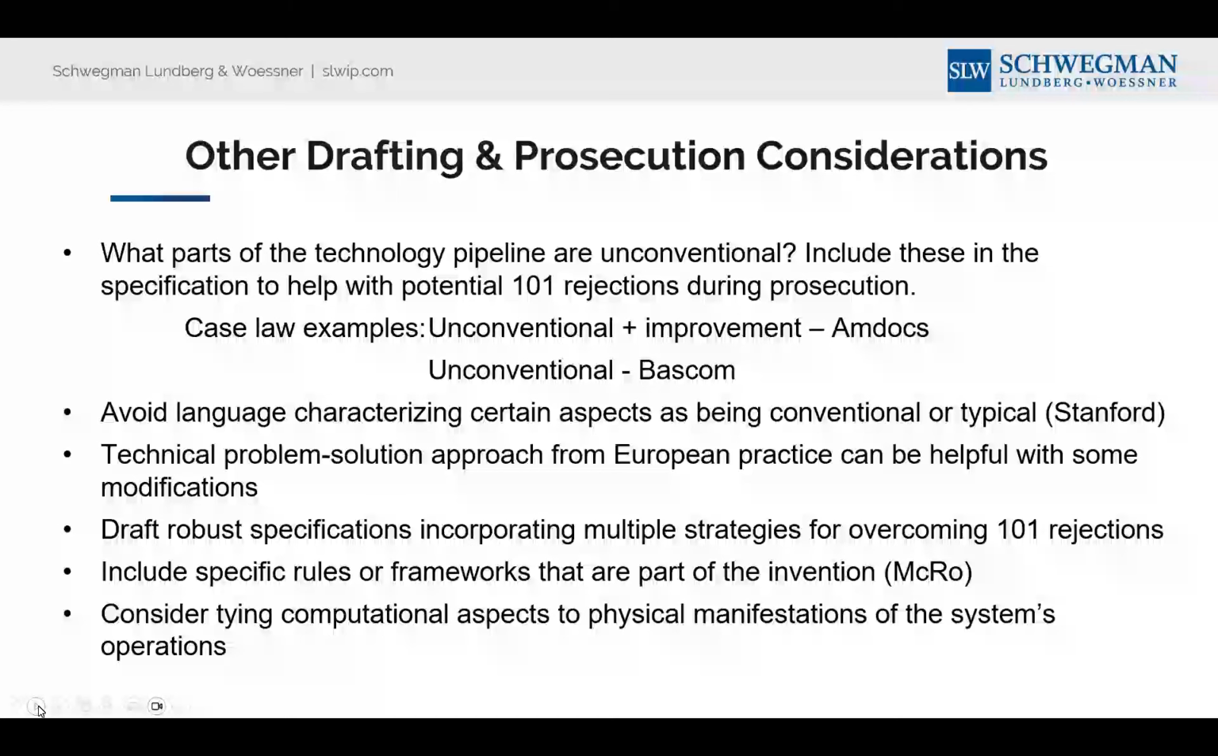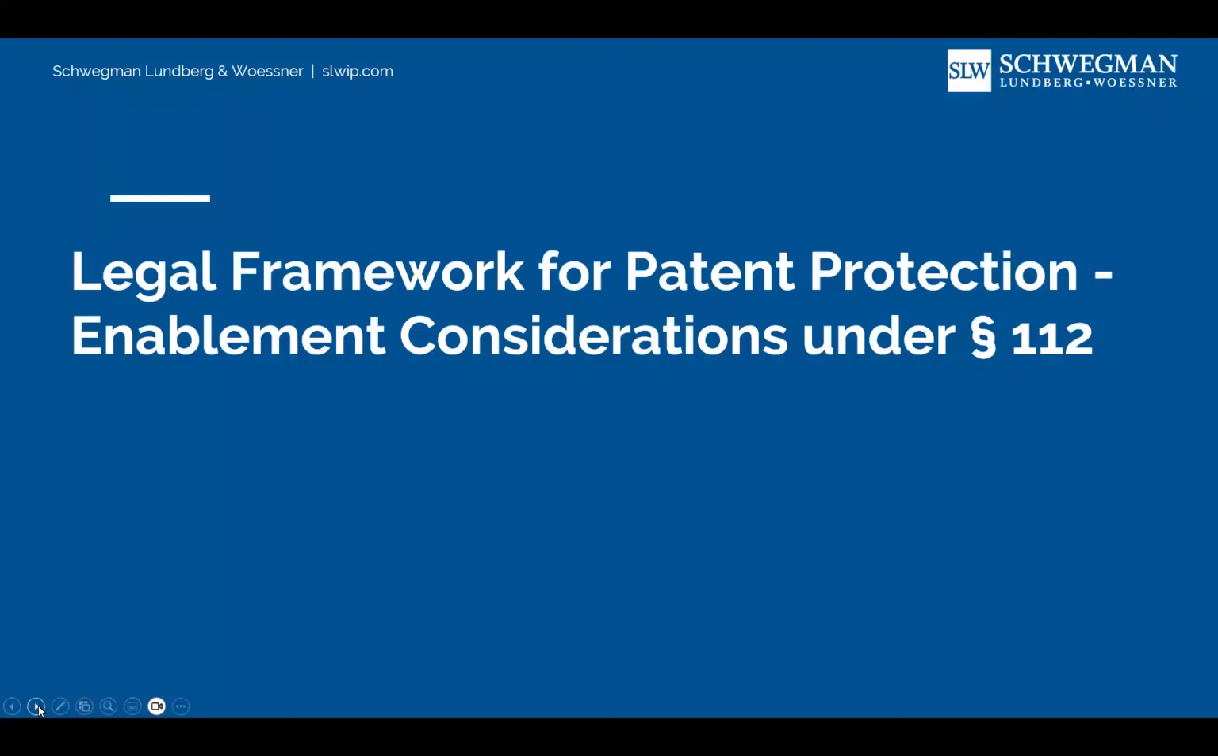And it's helpful to include as many strategies for overcoming the 101 rejections as possible. Think ahead: what might an examiner say? Might I get a mental process rejection? How can I overcome that? Might I get a mathematical concepts rejection? How would I overcome that? And what are some advantages and practical applications of this? Thinking that through and including all of those different elements in the patent application can be really helpful in overcoming these rejections. Next slide, please.